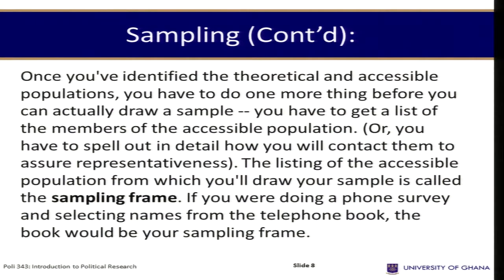Once you've identified the theoretical and accessible population, you have to do one more thing before you can actually draw a sample. You have to get a list of the members of the accessible population, or you have to spell out in detail how you would contact them to assure representativeness. The listing of the accessible population from which you will draw your sample is called the sampling frame. If you were doing a phone survey and selecting names from the telephone book, the book will be your sampling frame.